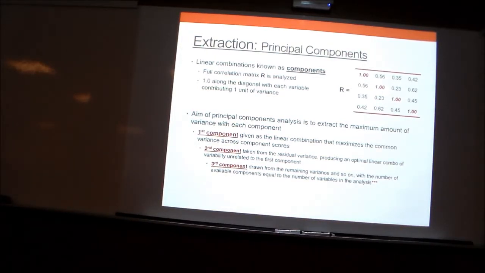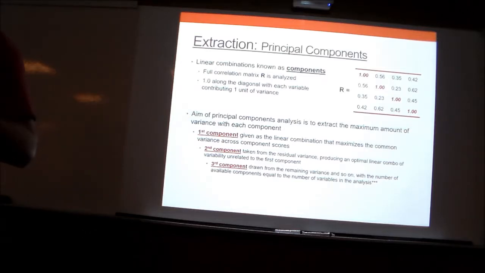And so we can continue to extract components, with the number of components available for extraction equal to the number of variables in the analysis, right? So if I've got a 10-item measure, in theory, and if everything's going correctly, I should be able to extract a maximum of 10 components. And by the time I get to the 10th component, I've perfectly reproduced my correlation matrix here, okay?